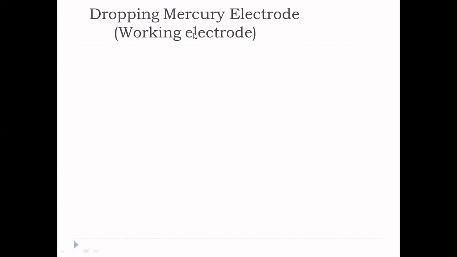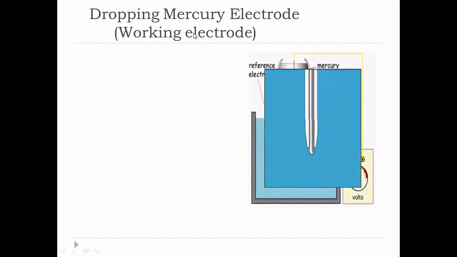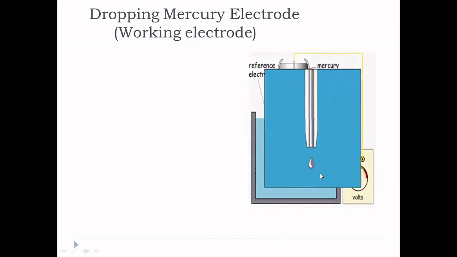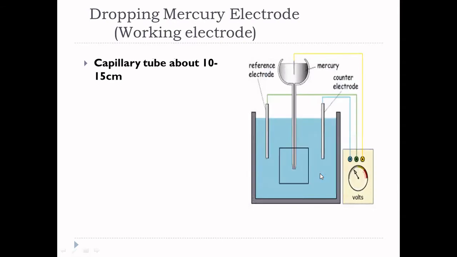The next very important topic related to polarography is the dropping mercury electrode. What is a dropping mercury electrode, and what are its advantages? In the polarographic technique, the dropping mercury electrode is known as the working electrode or microelectrode, and it acts as the cathode. In this figure, it is clear that a drop of mercury is formed from the pool of mercury. This dropping mercury electrode acts as the cathode, or working electrode, in the polarographic technique.